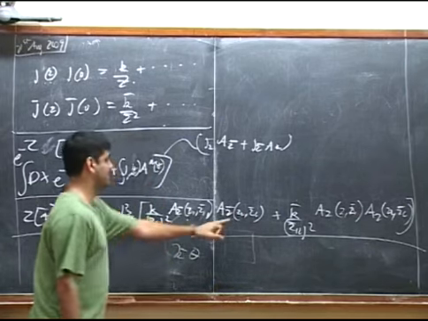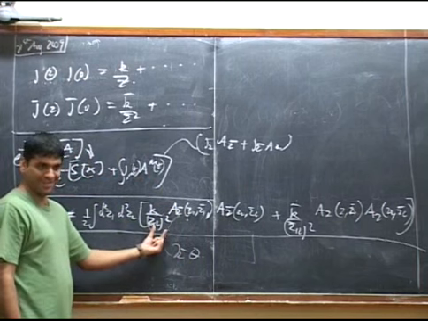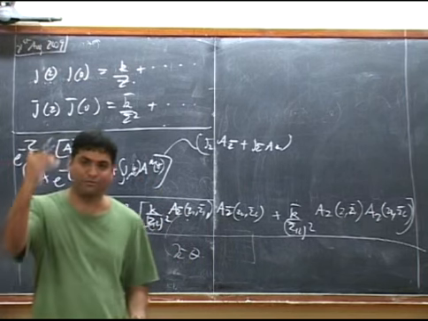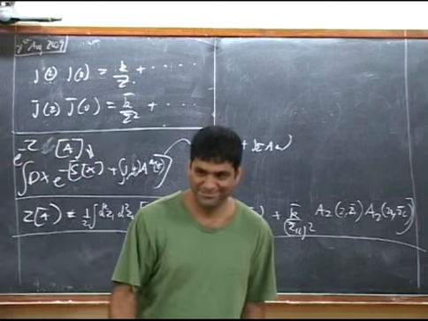Because if this was just 1 over z, by integrating by parts, I would have got just the delta function. But this is 1 over z squared. 1 over z squared is del z of 1 over z. So I get del z of the delta function. Okay?